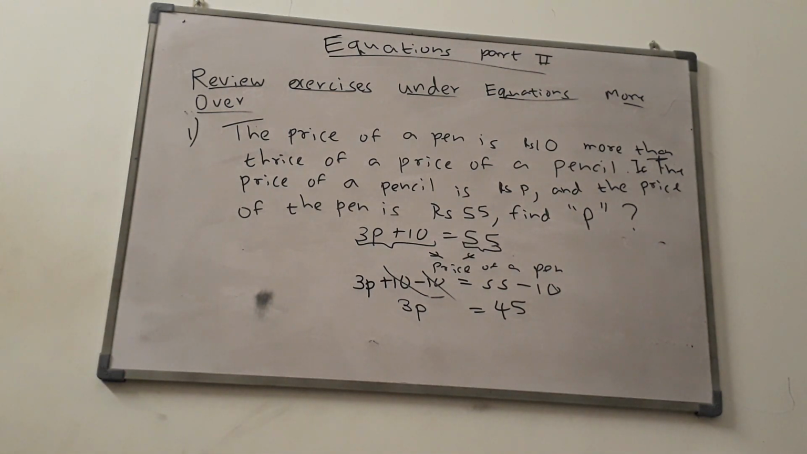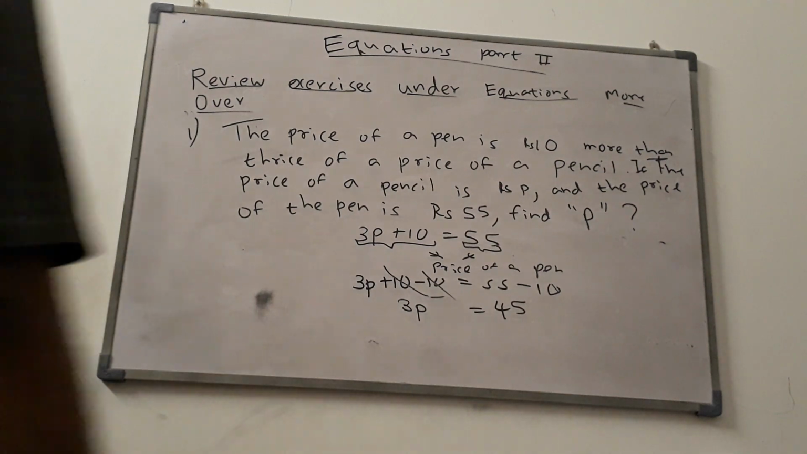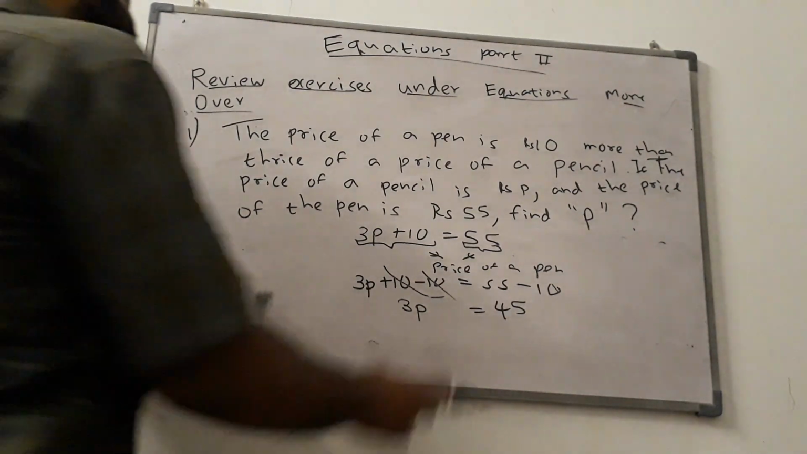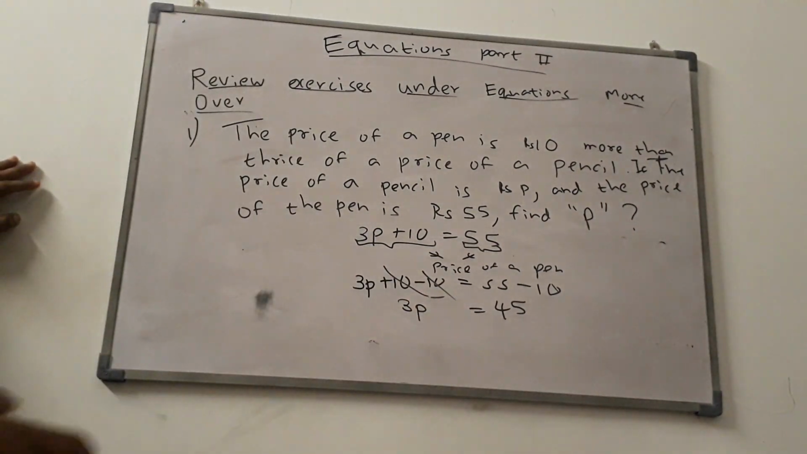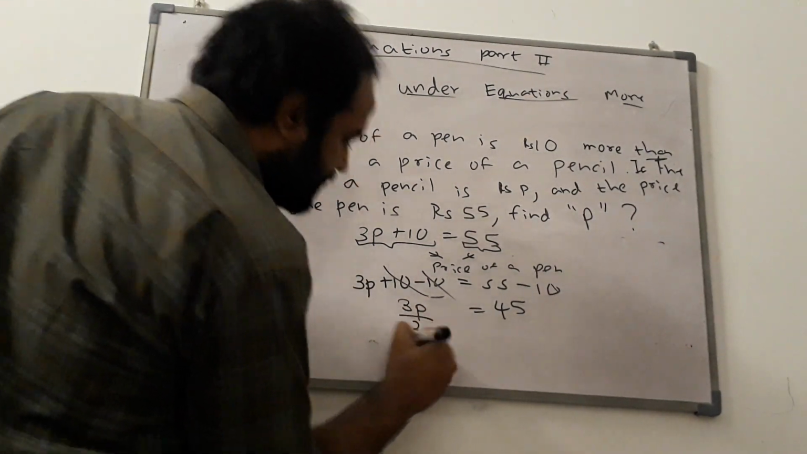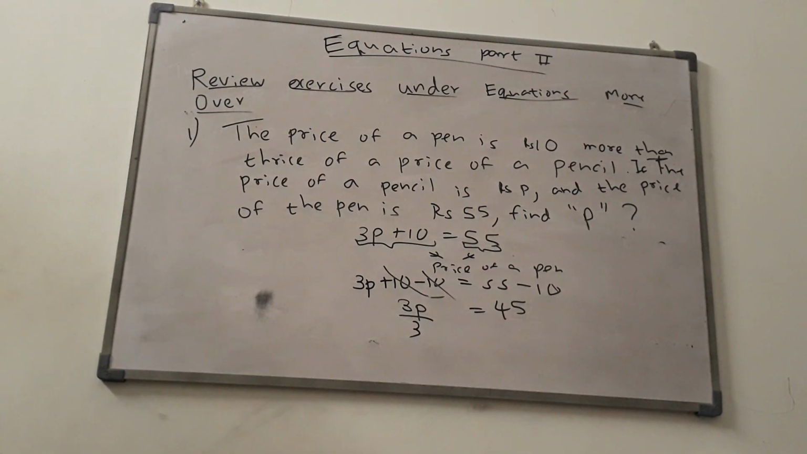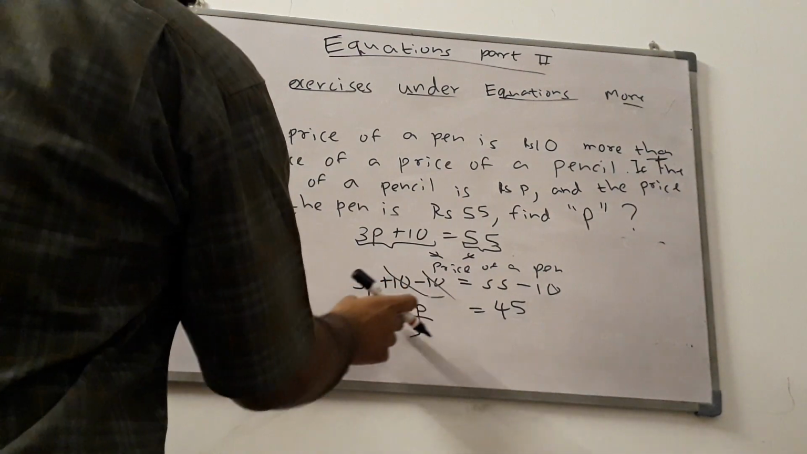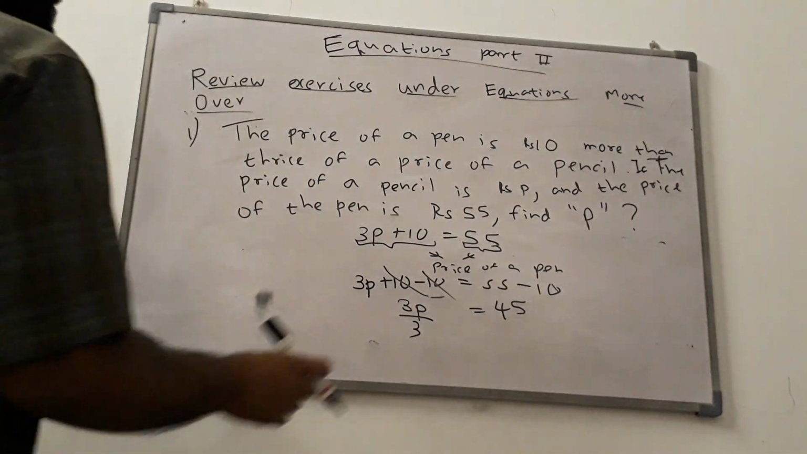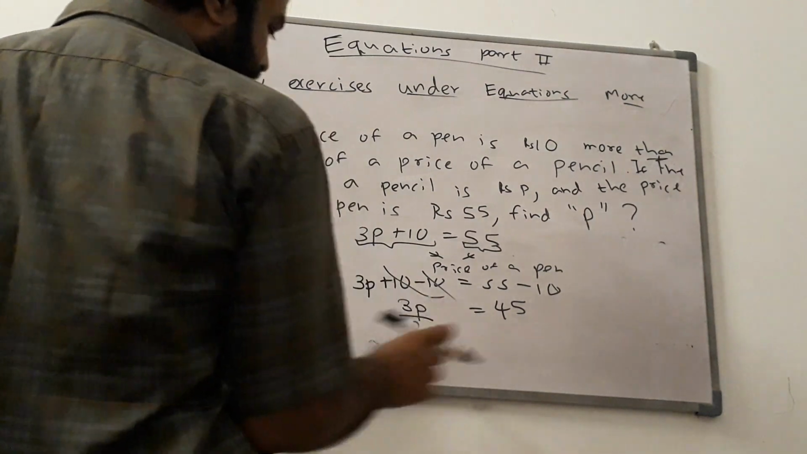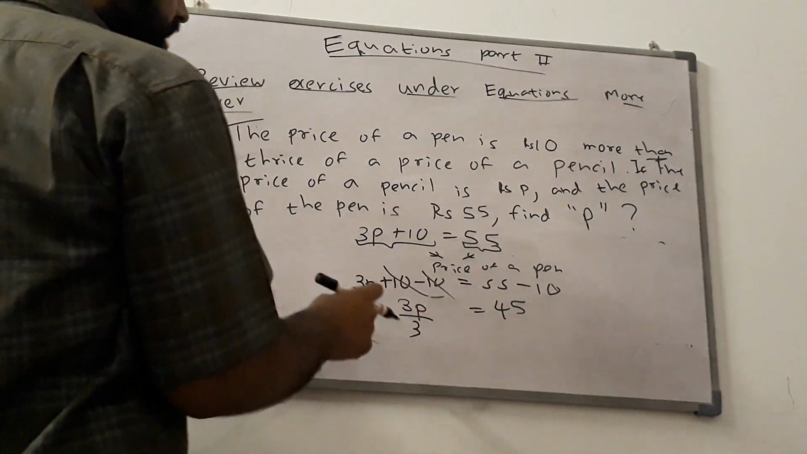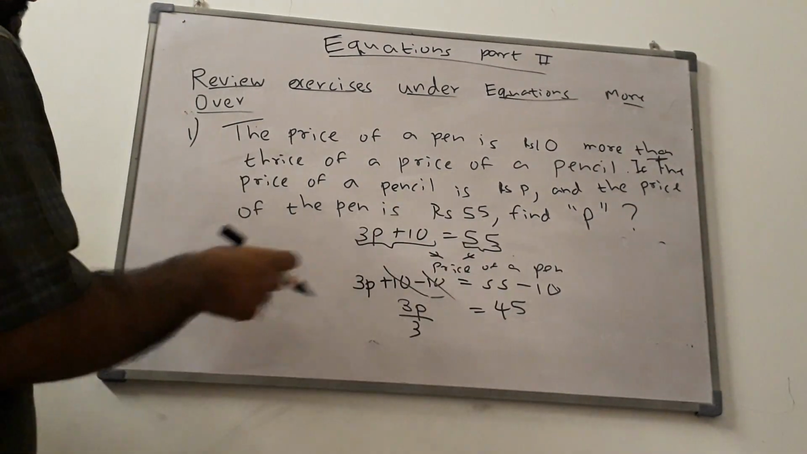Now what shall we do? How can we remove 3? First of all we have to make P the subject. To make P the subject, we have to remove 3. To remove 3, we have to divide by 3. Why? Because 3P means 3 times P. It's a product. So to remove 3, we have to divide by the coefficient, the number in front of P. That means the value in front of P is 3, so we divide by the same value, by 3.